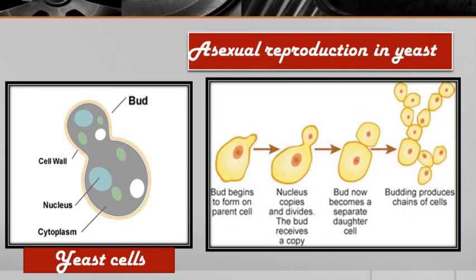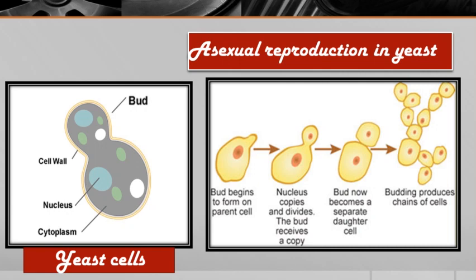Now here, students, we can see the asexual reproduction in yeast. What is it? Asexual reproduction is a process in which new organisms are developed without involving male and female gametes. In the second picture you can observe the four stages of development. From the left side, in the first picture, a bud begins to form on the parent cell. That means a small rounded cell is growing outside from the parent cell.